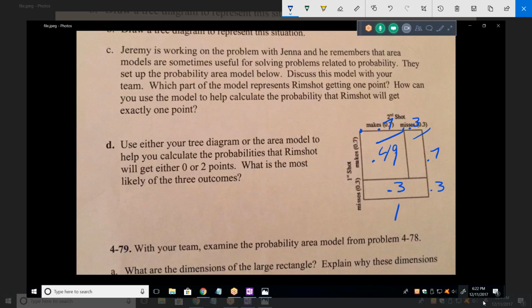But what's the area of that rectangle? The area of the rectangle? That third rectangle that I just put a check mark through. Okay, so 0.3 times 0.3. No, 0.3 times 0.7. That's the dimensions of that rectangle. 0.21. That's what we got.